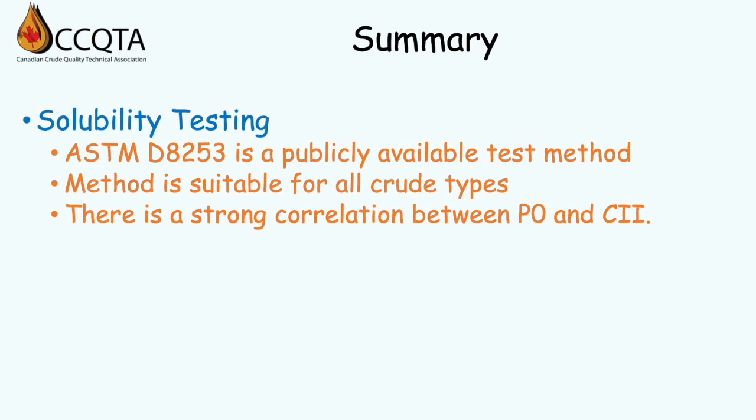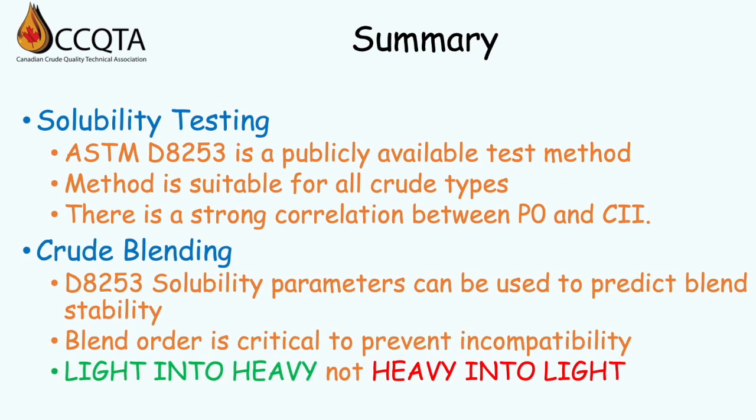Then we moved on to talk about physical solubility testing using the publicly available ASTM D8253 test method and described the embedded procedures within. A strong correlation was shown between the CII and P0 value. Lastly, we discussed using 8253 solubility parameters to predict blend stability at various ratios of different crudes and how blend order is critical to ensure stability when blending.